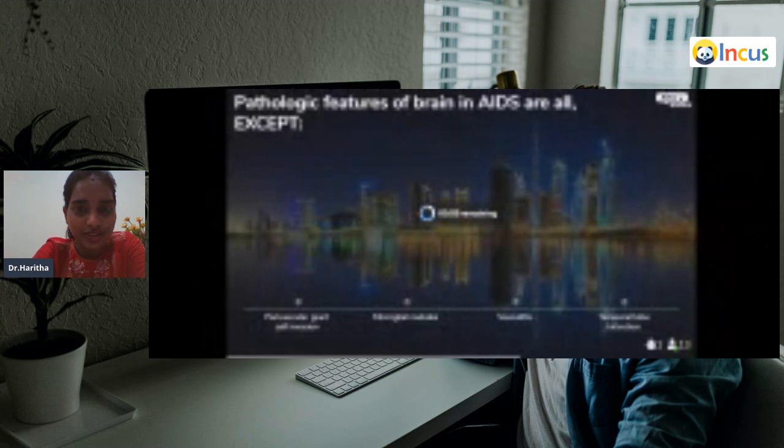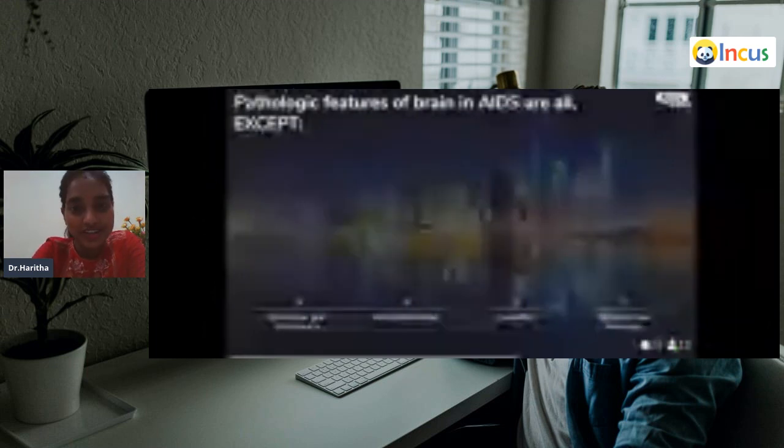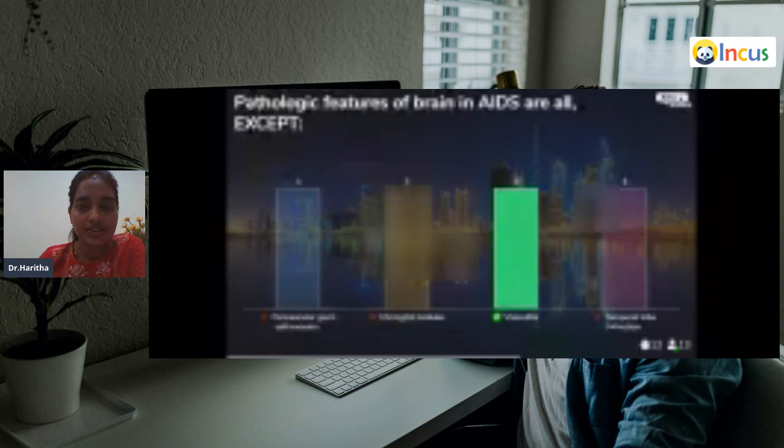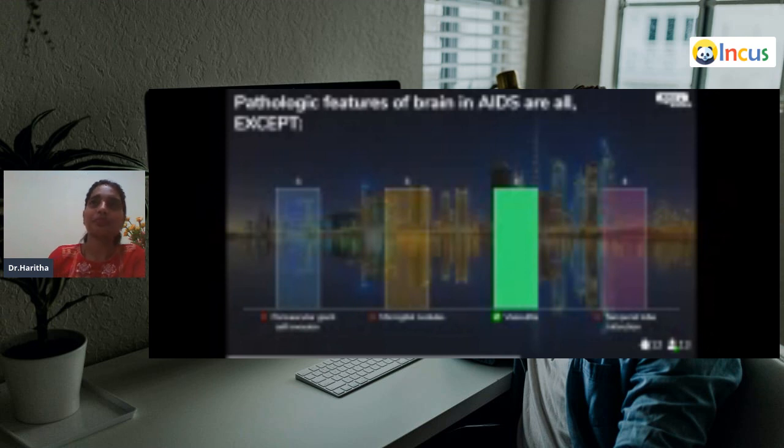It's very interesting. AIDS is an exception. The human immunodeficiency virus, because all the other viruses cause vasculitis. Only HIV doesn't have any vasculitis. It does have perivascular giant cell invasion and microglial nodules, yes, because the cells which are affected are macrophages and monocytes. And this giant cell invasion happens in the temporal lobe, yes. So the correct answer is vasculitis, which is not a pathological feature of the brain in AIDS. And you have vacuolar myelopathy, diffuse and focal spongiform changes.